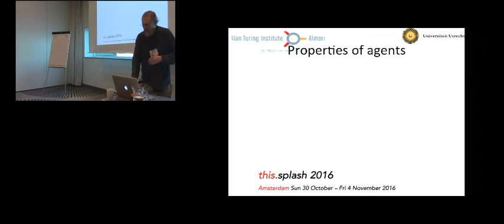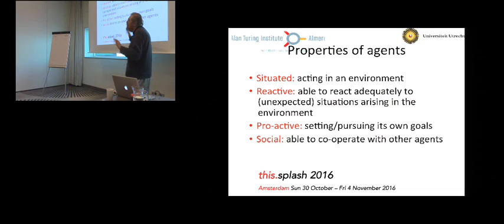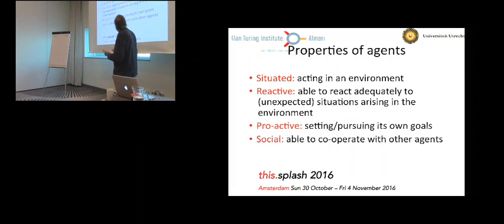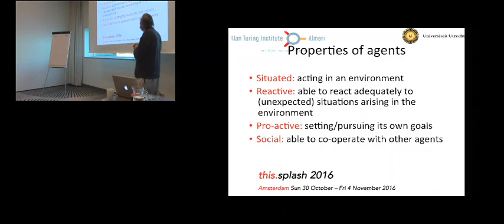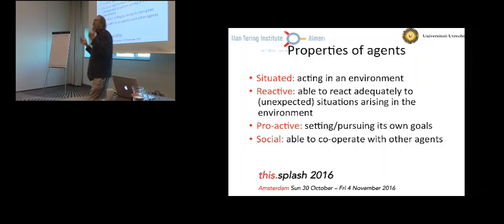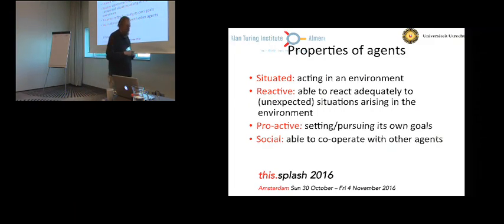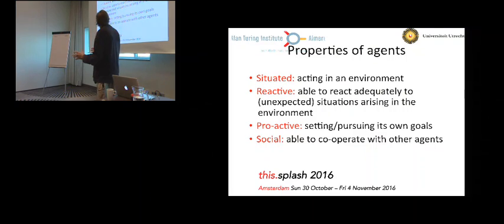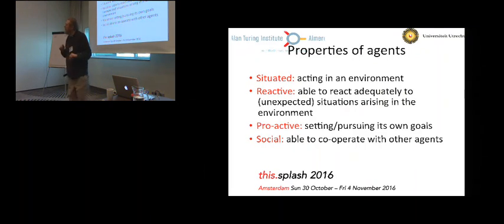I go through this briefly because these are the things mentioned in any book on agent technology. These agents are situated, really acting in an environment. They are reactive, able to react adequately, also to unexpected situations. They are proactive, which I think is one of the most important things distinguishing agents from other programming paradigms: they set and pursue their own goals. And of course they are social in a multi-agent setting, able to cooperate with other agents. There the speech acts that Alessandro mentioned come back again.